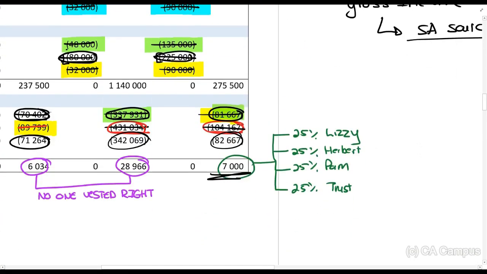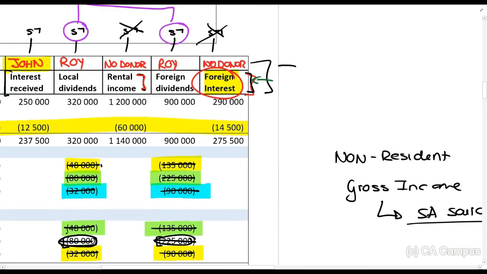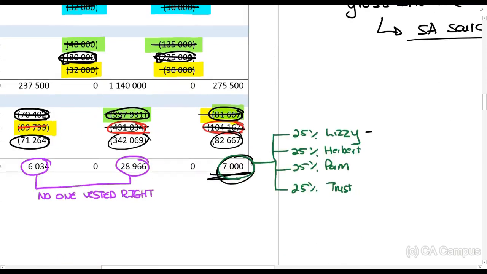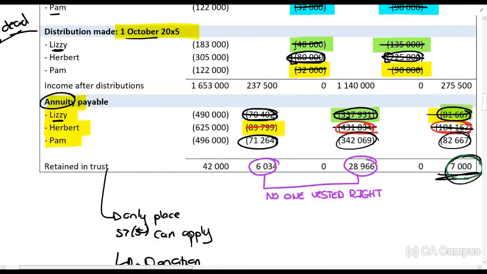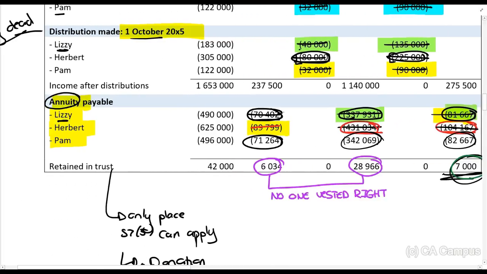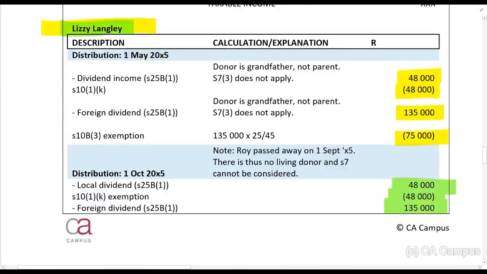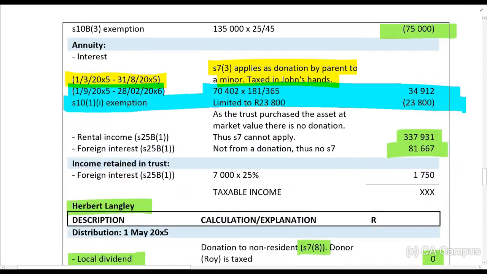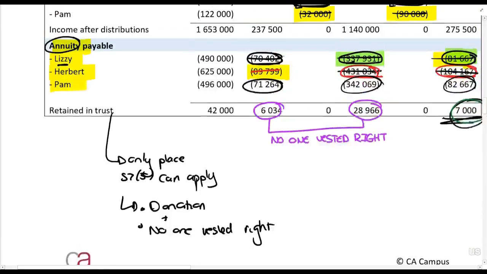So, the 25% to Lizzie of the 7,000 rands, was there a donation and is the donor alive? No. So who should be taxed on it? The person with a vested right. Lizzie has a vested right to 25% of that. Okay, so let's see Lizzie. Income retained in the trust, 7,000 times 25%. There she goes. So even though it hasn't been paid out to her, she has a vested right.